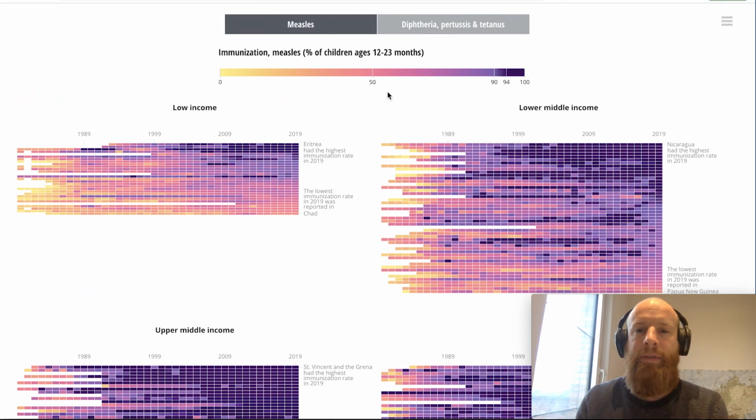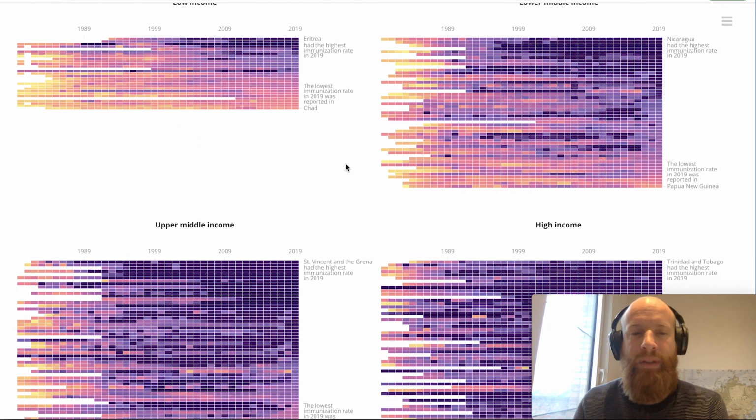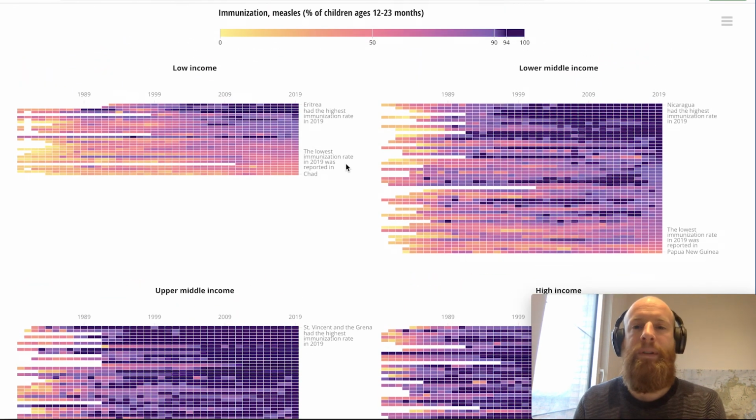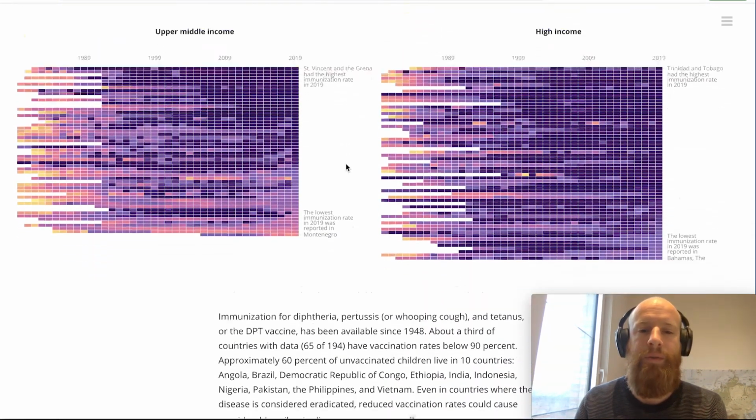So we tried many different things with this gradient. It was not the easiest thing to develop, but in the end, I think that the result is quite nice. It's pleasing on the eye and it's also informative with these very dark colors for the threshold for herd immunity.